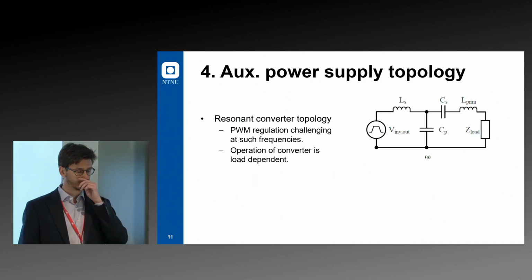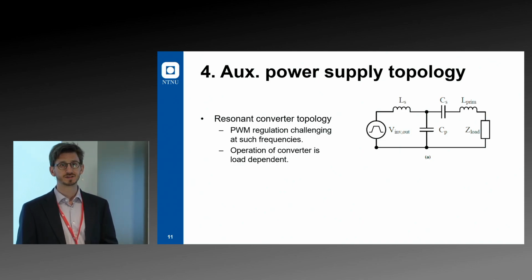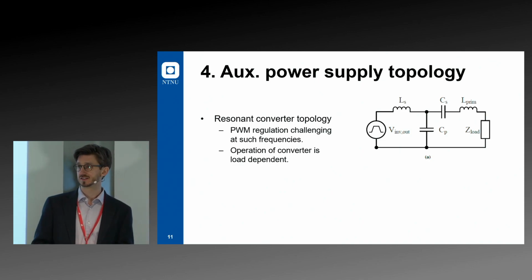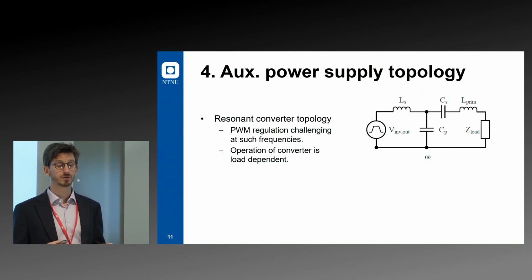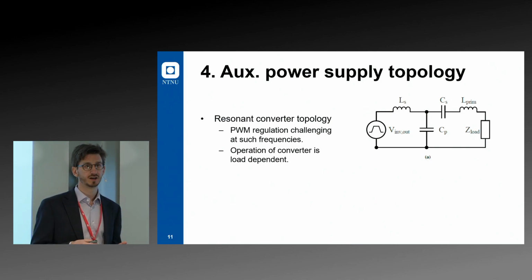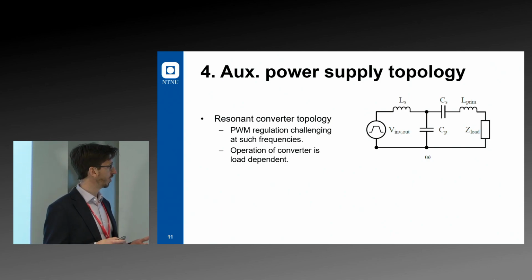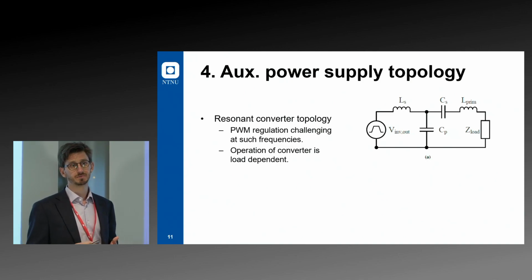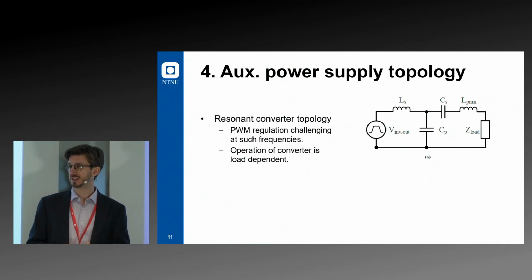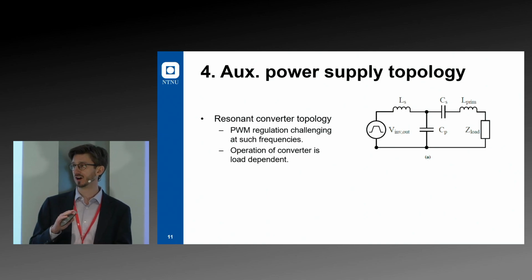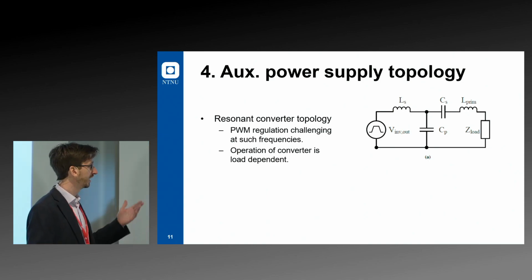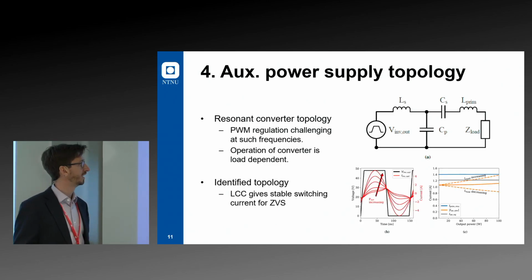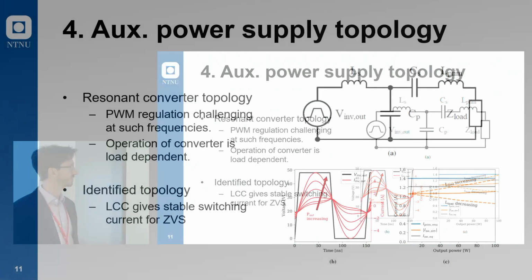So since we're operating at such high frequency, PWM regulation is quite challenging. So we use a resonant power converter topology, but now the operation of the converter will be load dependent. So we have to find a combination that gives us an appropriate load line at the output without losing soft switching. And this topology will do that.